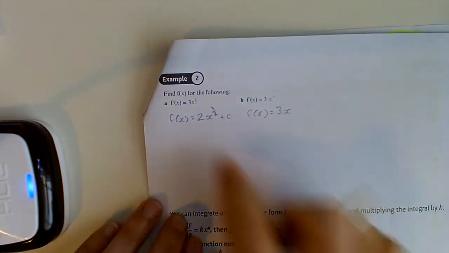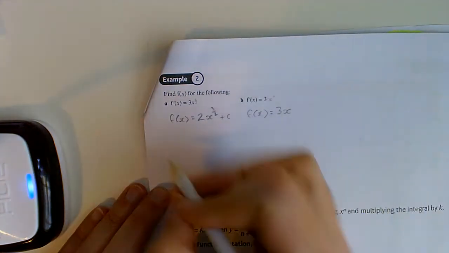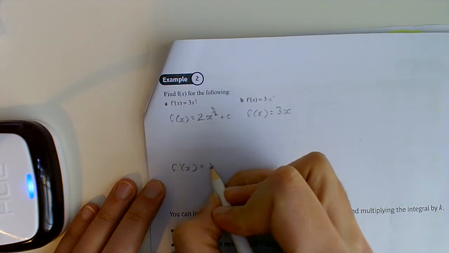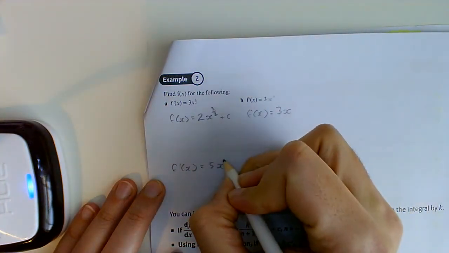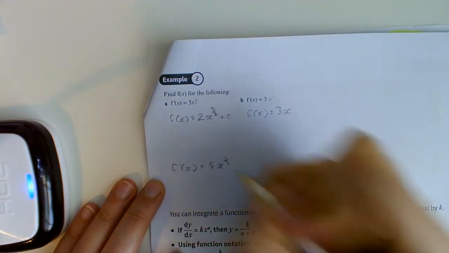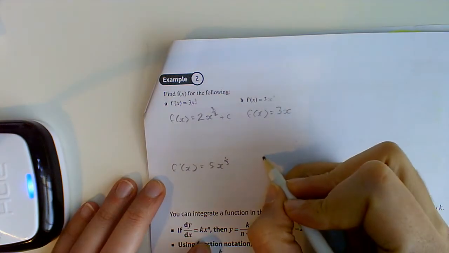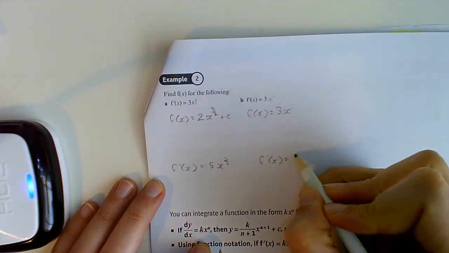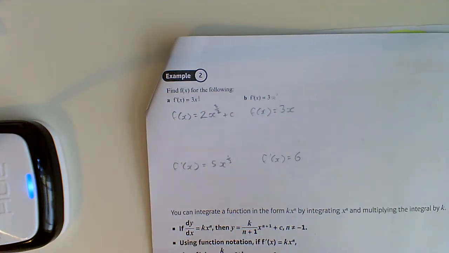Right, for these ones, I'm going to give you a quick your turn here. So can you have a go at these two, please? f dash of x equals 5x to the power of a third. And what about if you've got f dash of x equals 6? Okay, so pause the video, have a go at those two, please.